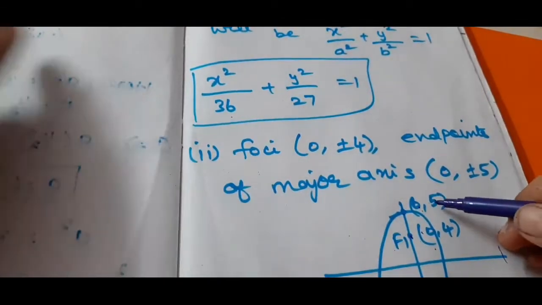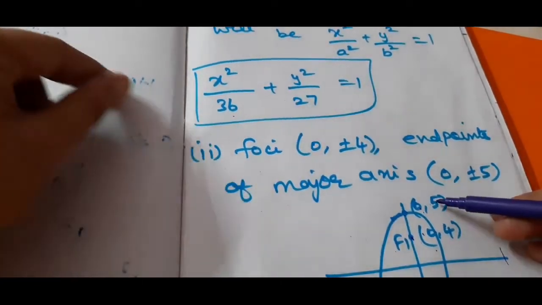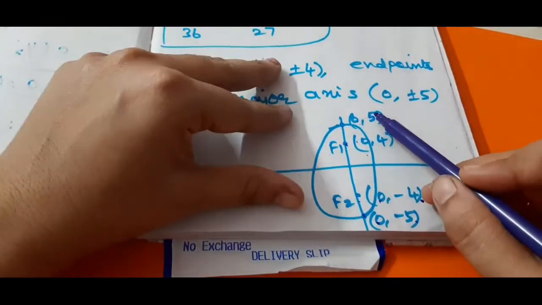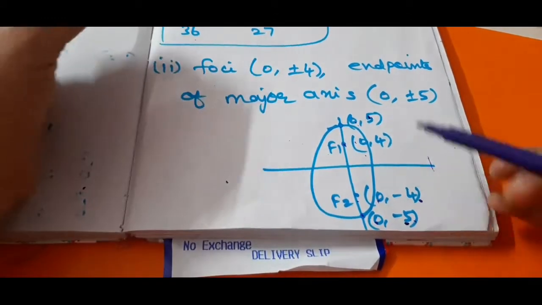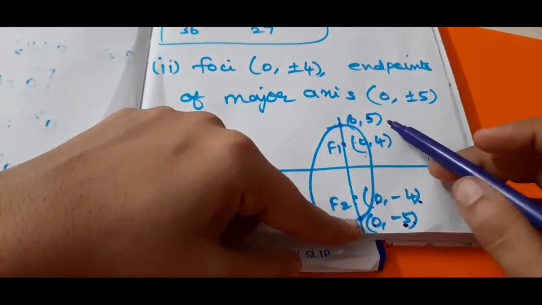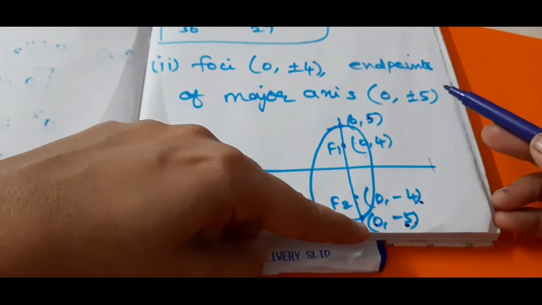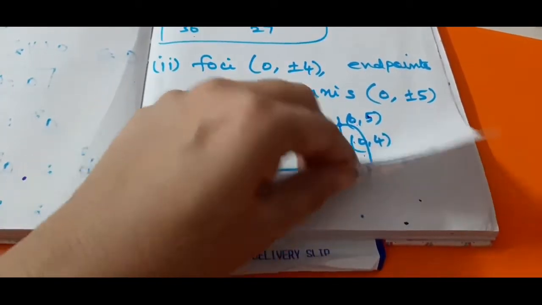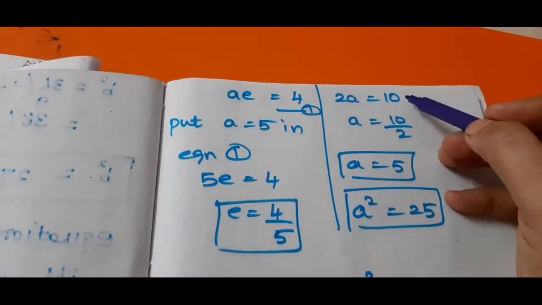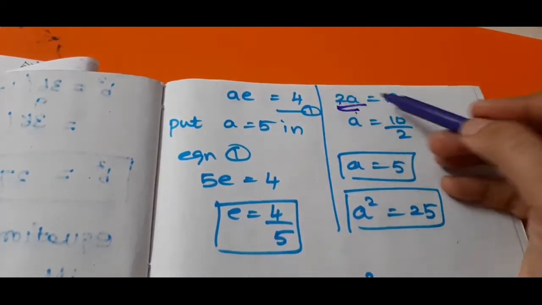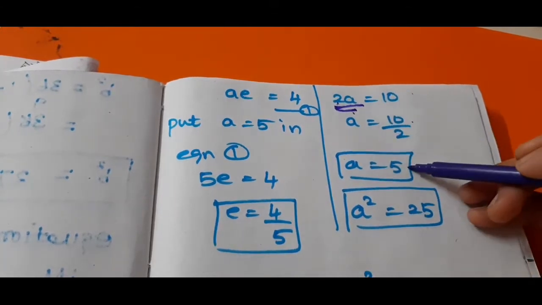Here the vertex, the end points of the major axis, is given. So what is the length of the major axis? For length, we have to add here 5, here minus 5. But we should not write 0 here, because the length is always a positive number. We should consider from this to this the length is 5, and from this to this the length is 5. Therefore the total length is 10. The length of the major axis is 2a. The formula is 2a. 2a is equal to 10. So a is equal to 5.